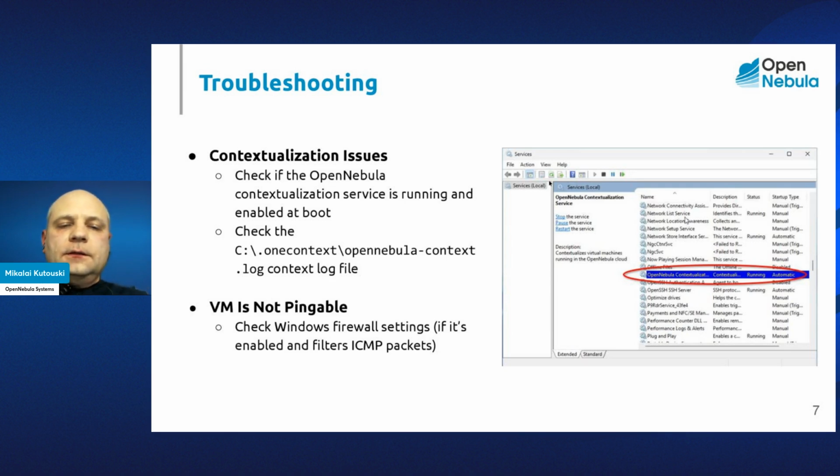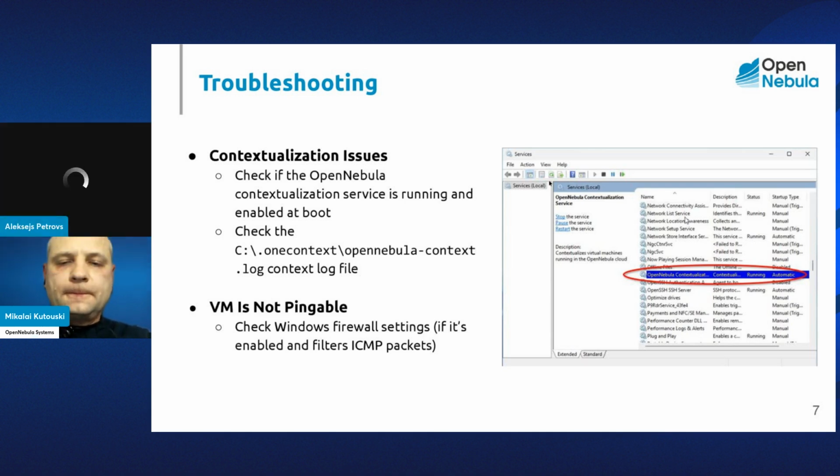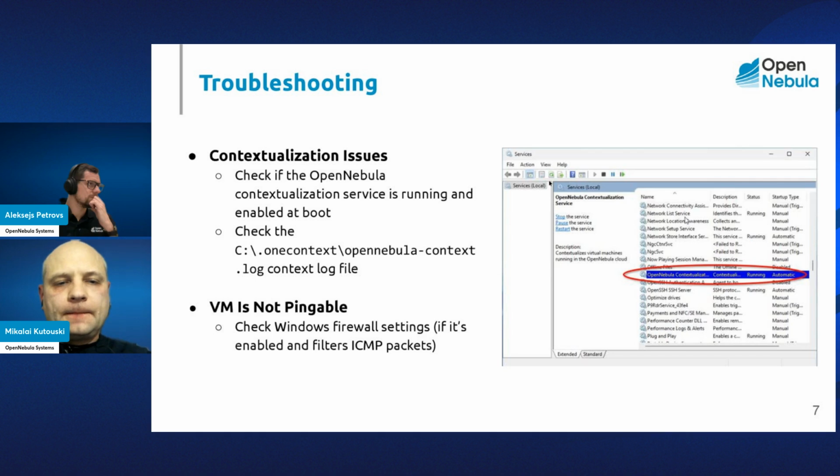And if you're trying to access your virtual machine over the network, for example, to check if it's available over the network and trying to ping it and it's not responding, make sure that Windows Firewall is not blocking ICMP packets. That's all from my side.